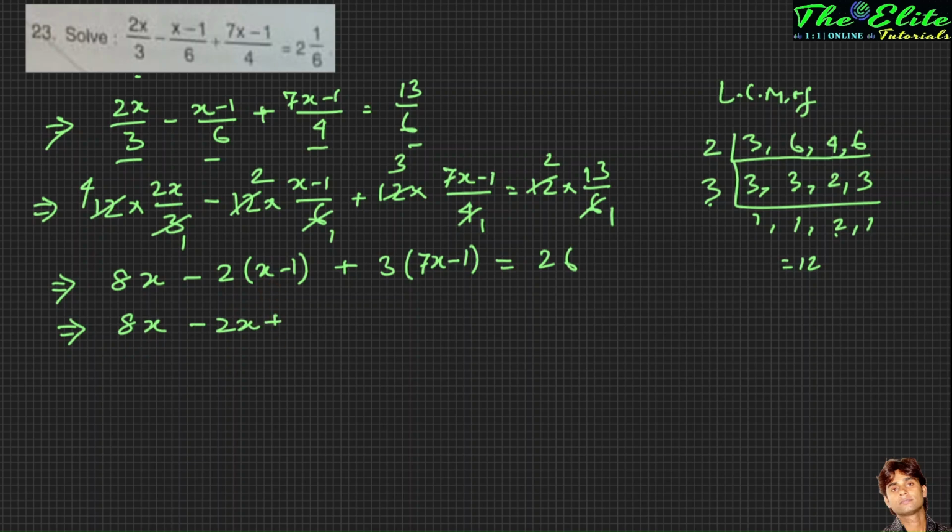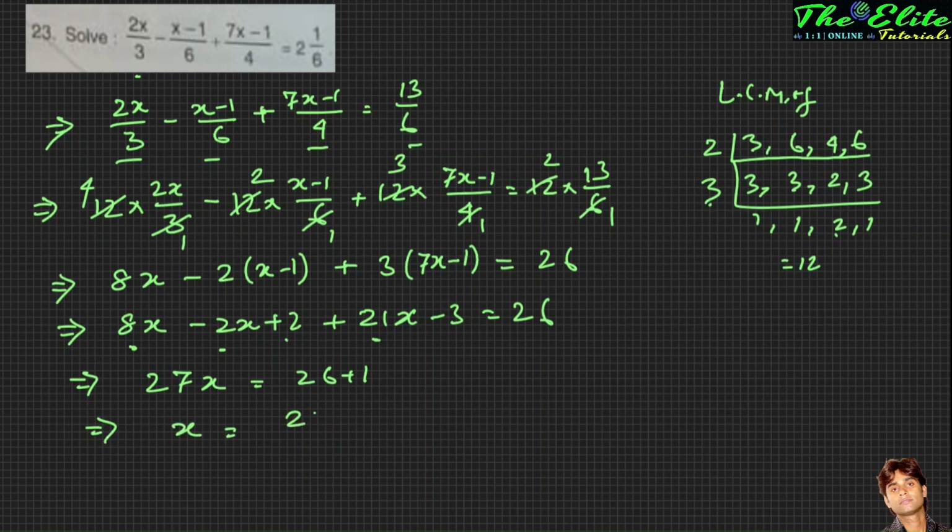Minus 2x and then plus 2 is coming from here. Here 21x and then minus 3 is coming from here, 26. So where are the x terms? This one, and this one. 21 plus 8 is 29. 29 minus 2 gives you 27x, and then the numbers plus 2 minus 3 makes it minus 1, and when it goes over there, 26 plus 1. So x is equal to 27 upon 27, that is equal to 1, and that is your answer. So it was very easy.